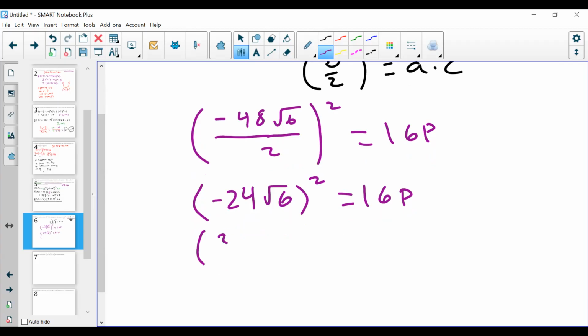That's going to give you 3,456. And that equals 16p. Divide both sides by 16 to get the p by itself, and p ends up being 216.